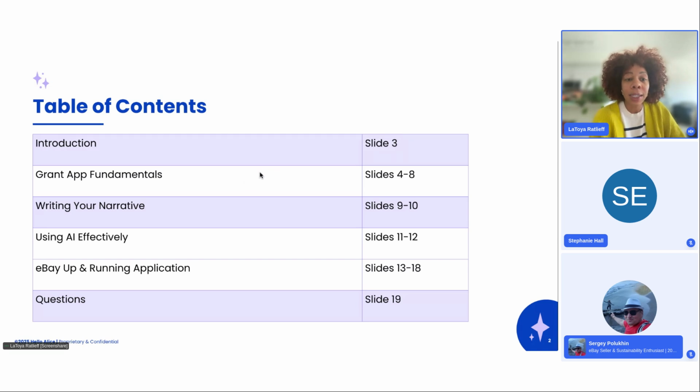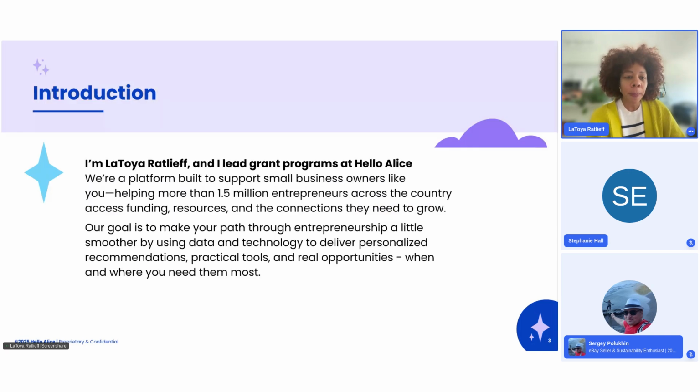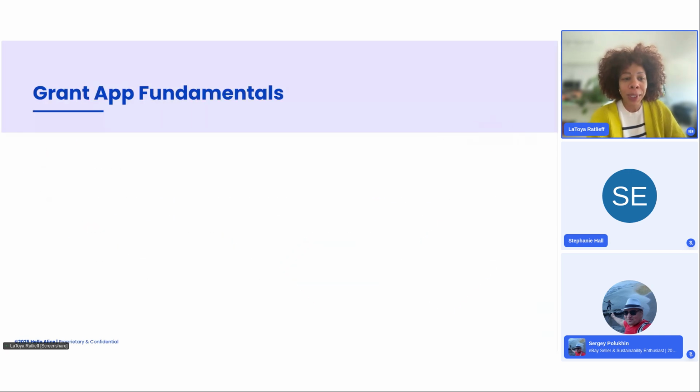We're going to be covering today grant app fundamentals, how you can write your narrative, and how you can use AI effectively, because it's a really popular tool right now and you've got to be able to use it correctly. And then also covering some elements of the eBay Up and Running application. And then from there, hopefully we'll have some time for questions. So let's go ahead and jump in. Again, that's my introduction. We'll skip that part.